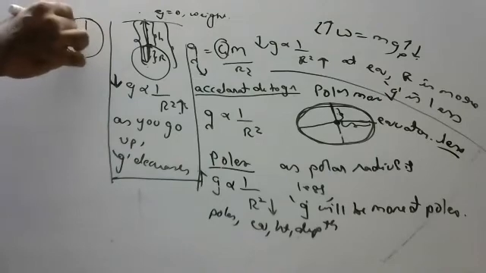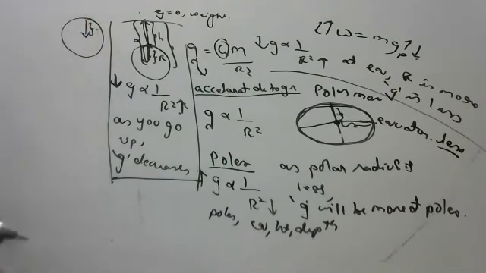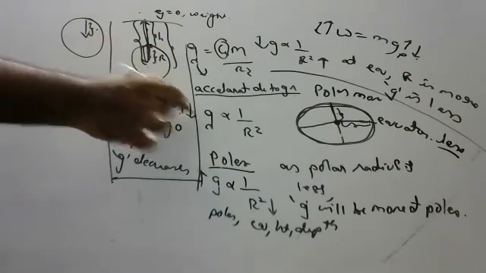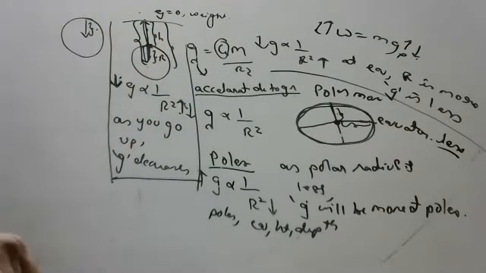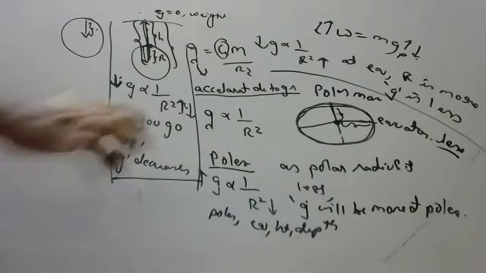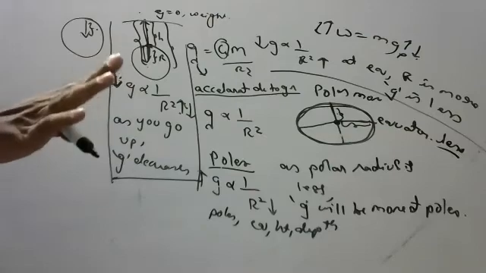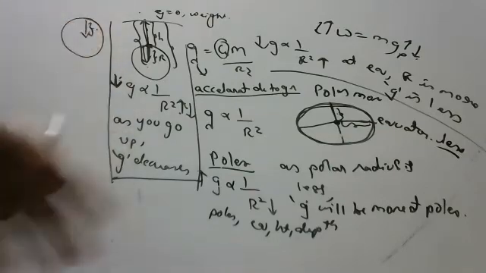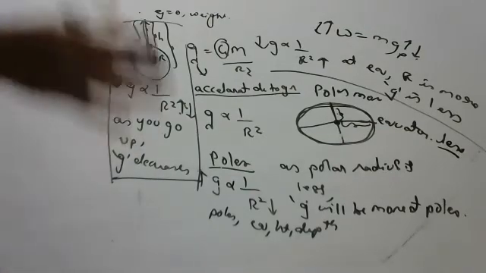Children, your effective radius decreases. Yes or no? Your radius is decreasing, which means acceleration due to gravity should increase, sir. If R is decreasing, g should increase. So as you go inside, you're telling me your weight should increase.